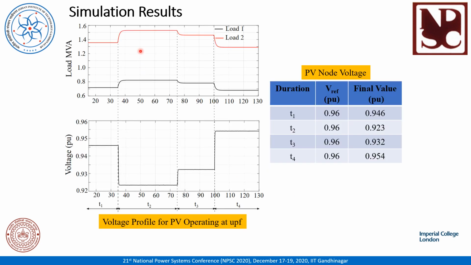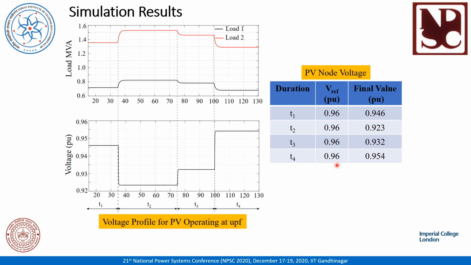The loading for the load 1 and 2 and the PV node voltage profile are shown here. In this simulation, the PV inverter is operated at unity power factor, hence the PV inverter does not participate in the voltage regulation. Therefore, in this case, the final value of the node voltage is always less than the reference value, which is 0.96 per unit.